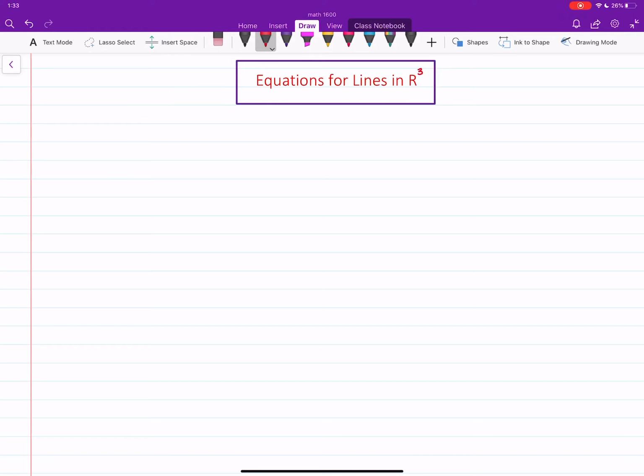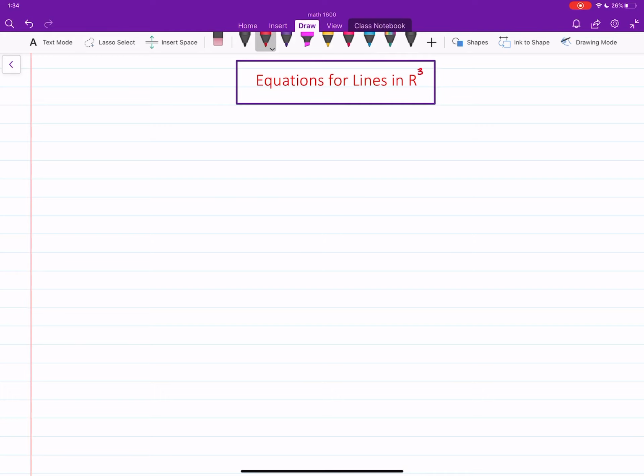Hi, in this video we will learn how to write equations for lines in R3. You will see similarities between these equations and equations of lines in R2, but there are definitely differences as well.